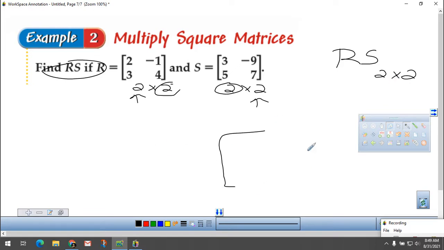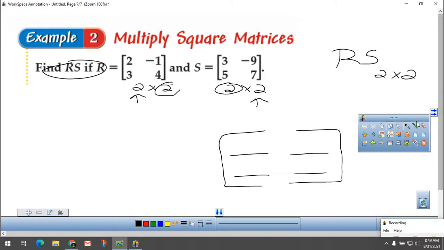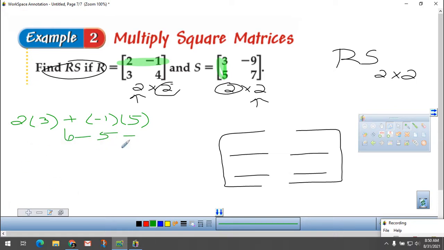So the question now is, how do I get the elements that go in this 2 by 2 matrix? Well, the way we're going to do that is row times column. So let's start in green. So in green, row times column, it's going to be 2 times 3 plus -1 times 5. So I multiplied the row in the first matrix times the column in the second matrix. And so I'm going to get 2 times 3 is 6 plus -1 times 5. So that's going to give me 6 minus 5, so that's going to give me 1.